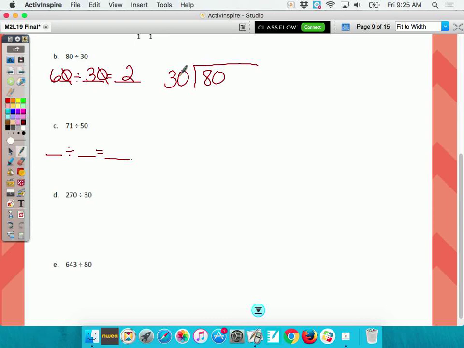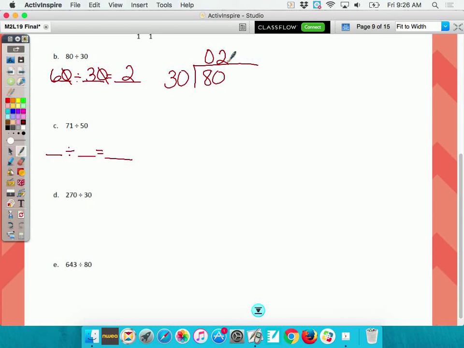Now we know our starting point is going to be 2. We just have to decide where to write it. So here's what I asked myself. Will 30 fit into 8? No, it's way bigger than 8. Will 30 fit into 80? Yes. So that's where I write my 2 above the 0.